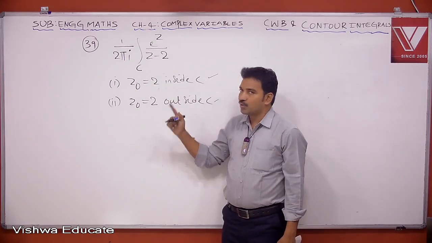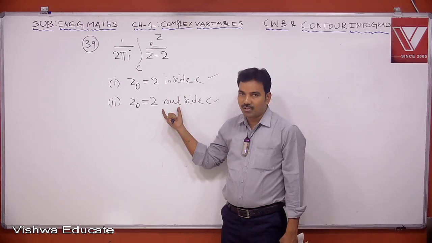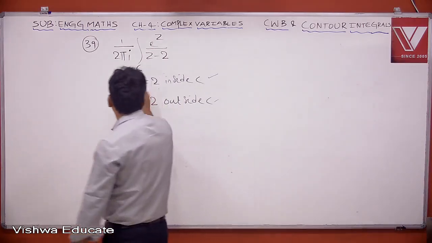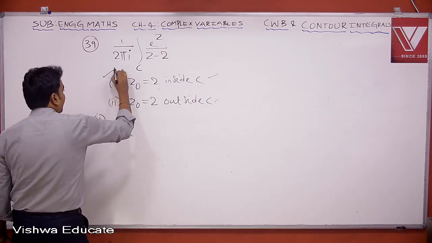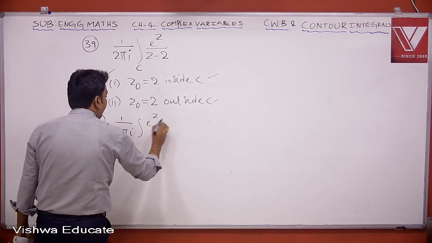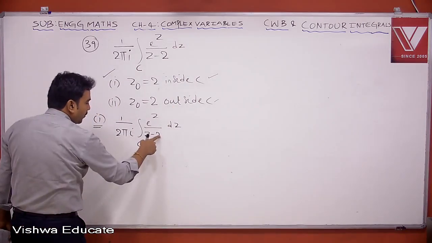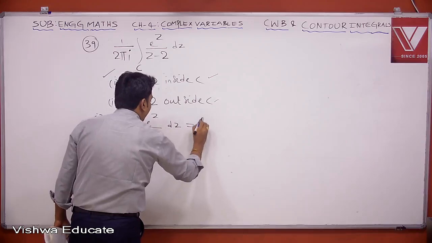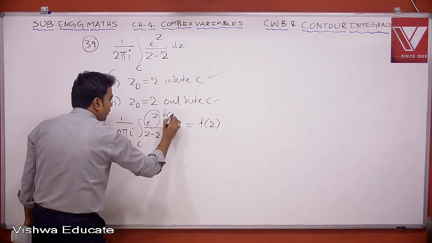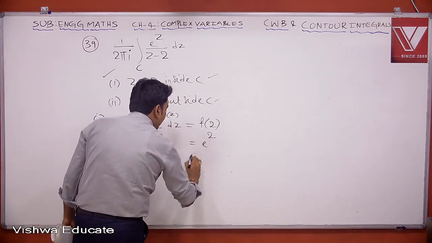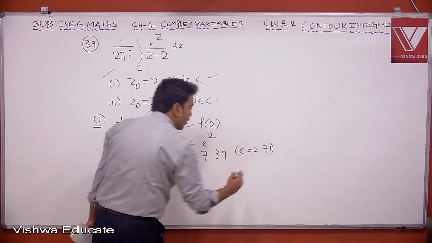So in that case, what are those values? I will get one value for this and one value for this. In case 2, the contour integral is 0. Now you can see, in the first case, this is 1 by 2 pi I into integral e power z by z minus 2 dz over C. Suppose 2 lies inside the circle, this will be equal to f of 2 because z naught is 2 and this is my f of z. What is f of z? E power z. So this is e square. Now the value of e square is 7.39 because the value of e is 2.71, Euler's constant.